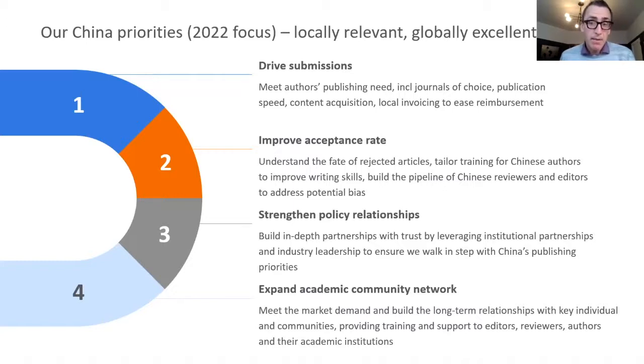It's about policy relationships and maintaining and building those government and ministerial relationships, and the institutional relationships and academician relationships. And that then bridges to the last point around community networks, and engaging across all the dimensions of China's ecosystem with editors, reviewers, authors, and their institutions.